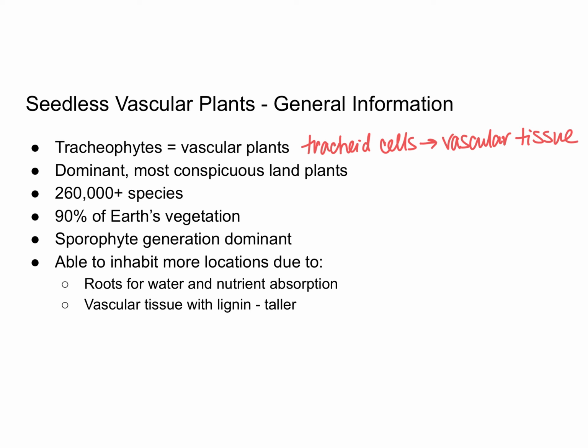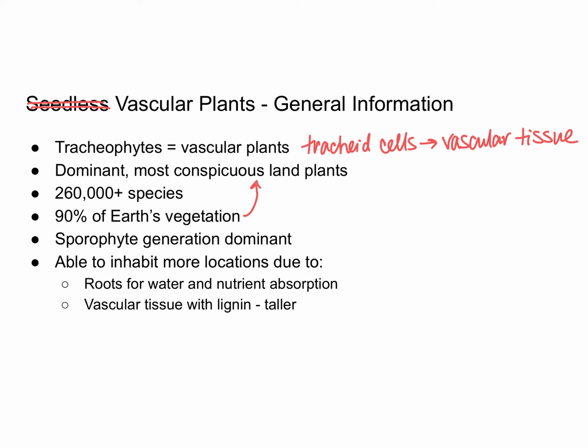Vascular plants are also the dominant, most conspicuous land plants. So if you look around you, the majority of what you're seeing are going to be vascular plants. And I should erase this seedless up here because right now we're actually talking about vascular plants in general, and then we'll talk more about the seedless ones. There are over 260,000 known species of vascular plants, and 90% of Earth's vegetation is made up of these vascular plants.